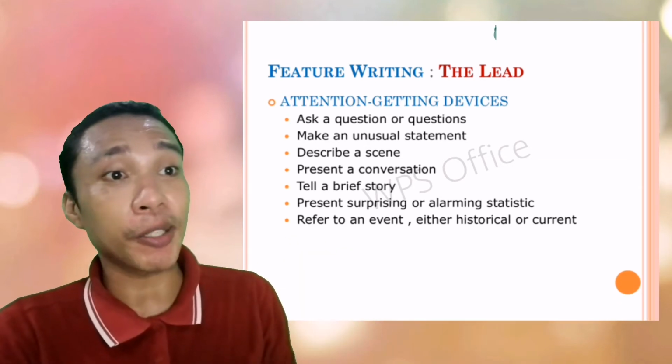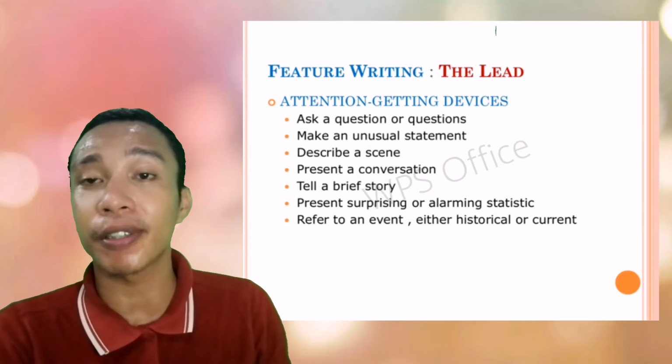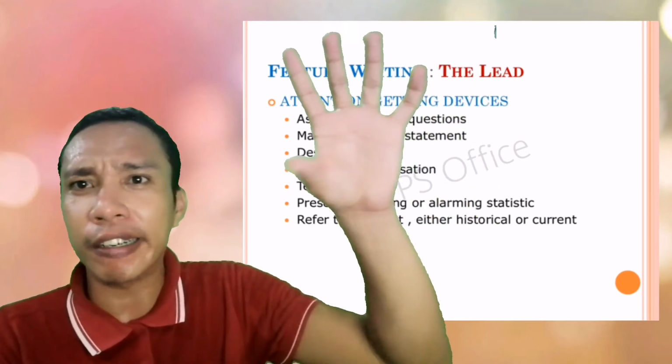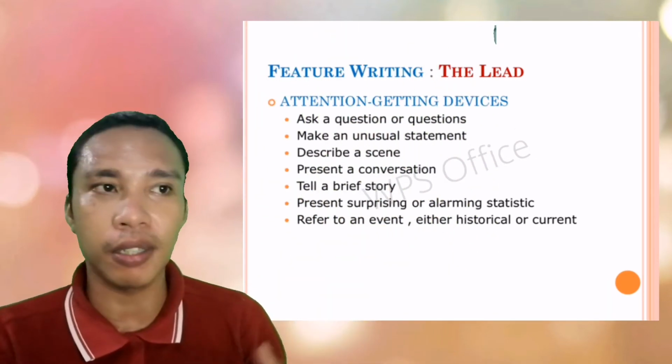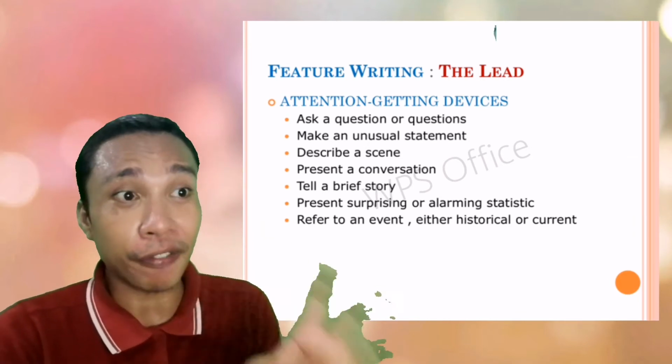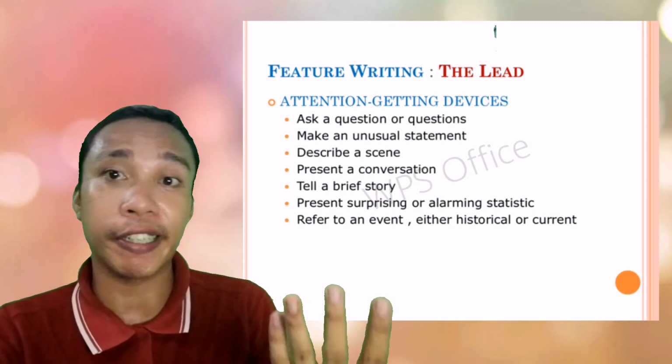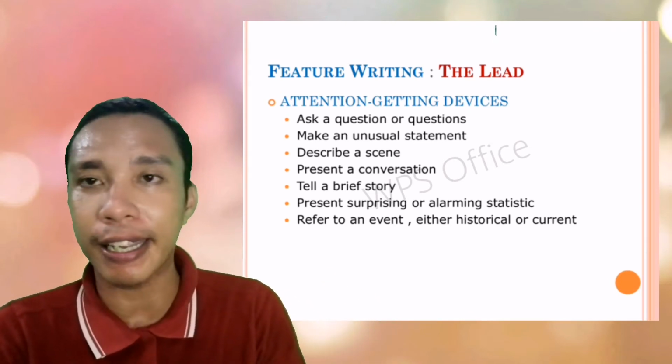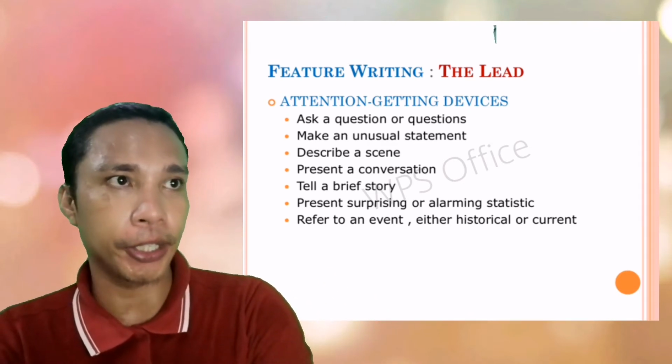You can also present a surprising or alarming statistic. Let's say, for example, 250 million are now positive for COVID-19 all over the world. So it's something that is alarming, no? So you can also add that. Refer to an event, either historical or current, because it basically gets the attention of your readers.